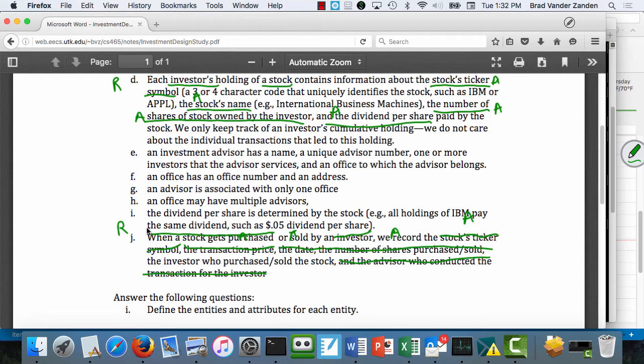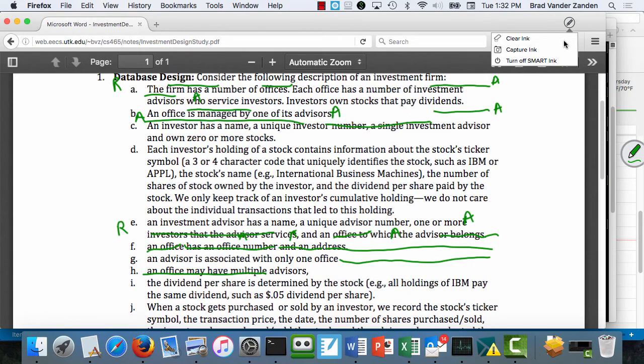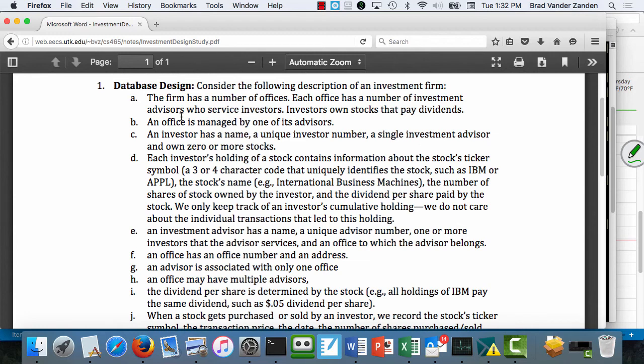Okay, so we're pretty much ready to go at this point because we know what the entities are. Well, I have to get rid of the ink. So this one pretty much, A gave it to us. Offices, advisors, investors, and stocks. Okay, what is not an entity is a firm. So this is going to get some of you. It does every semester. So some of you are going to want to claim that the firm is an entity.